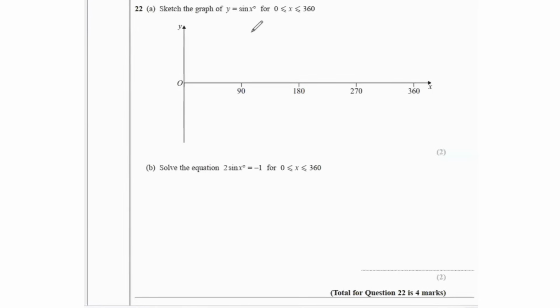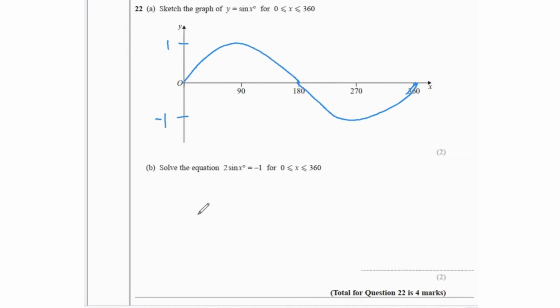Question 22 says sketch the graph of y equals sine x for x greater than or equal to 0 and less than or equal to 360. So sine x basically has this graph. It has a maximum value of 1, minimum value of -1. The zeros are at 0, 180, 360, maximum at 90, minimum at 270.